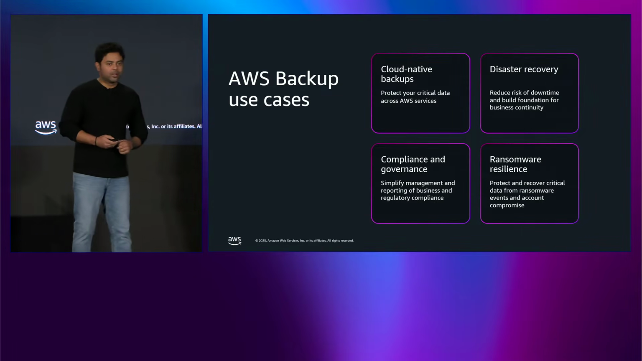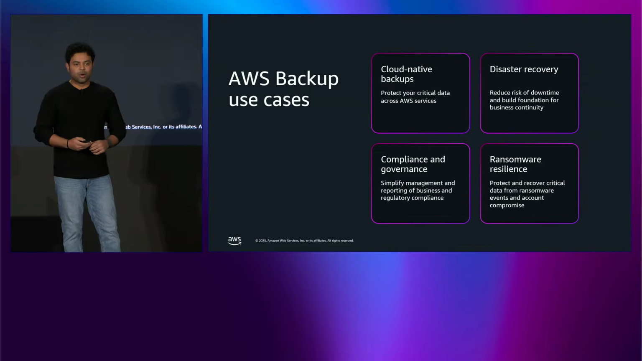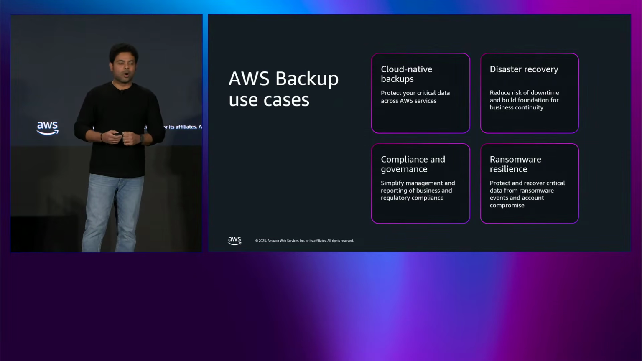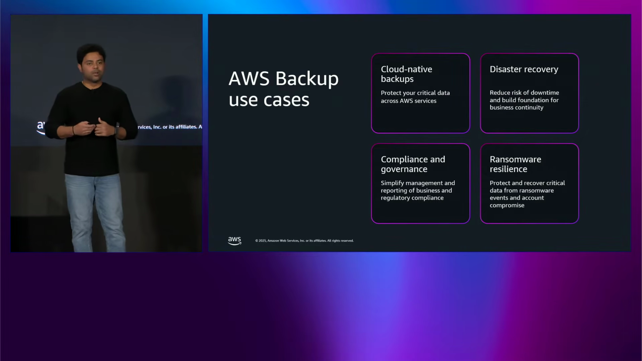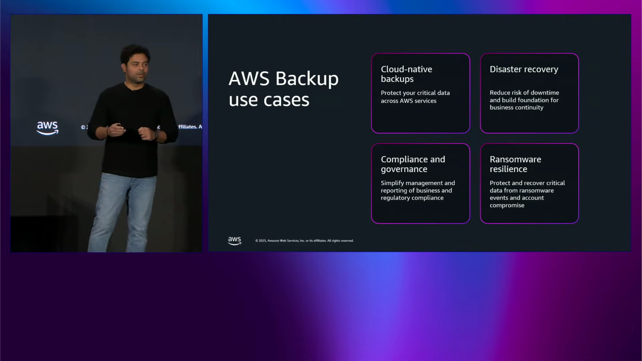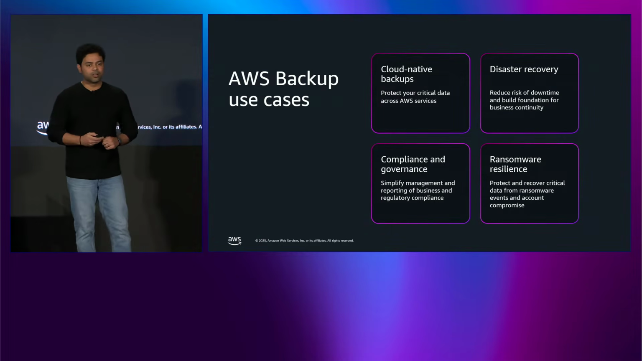AWS Backup also integrates with logically air-gapped vaults. Vaults are a storage place where all of your backups go and get stored. In logically air-gapped vaults, any backups that you store within them automatically become immutable in nature. What this means is you will not be able to edit, modify, or delete your backups. This applies even to your root users, your system users, your power users. Nobody will be able to edit, modify, or delete your backups that are sitting in logically air-gapped vaults.